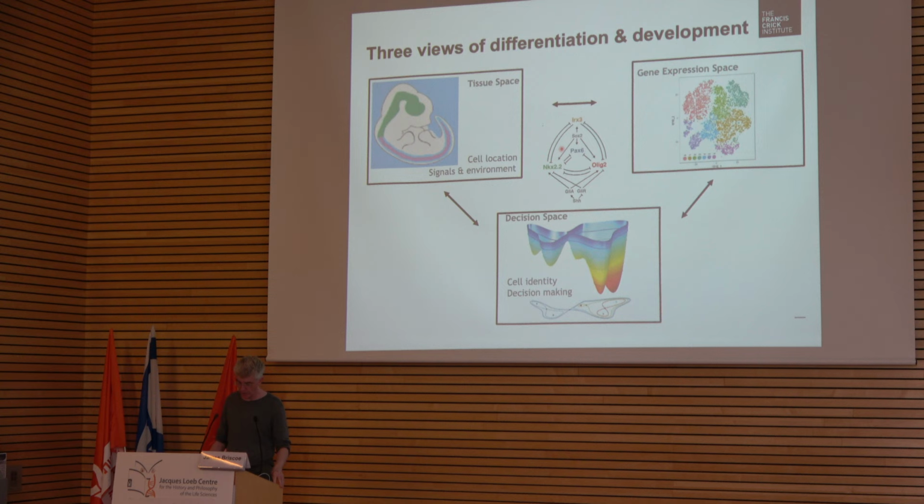I've been talking about cells in a decision space, so developing cells having to make decisions. And I think the goal now is to connect these different types of decisions. We can also think of cells within tissue space, which represents the signals they're being exposed to and the changes in those signals over time. And we can also think about cells in gene expression space, those single cell transcriptomic studies where individual cells are represented by their gene expression. The goal for us is to link cells between these different spaces. Can we identify a cell within a particular location within a tissue over time? How is that represented in gene expression space, and how is that represented in decision space?